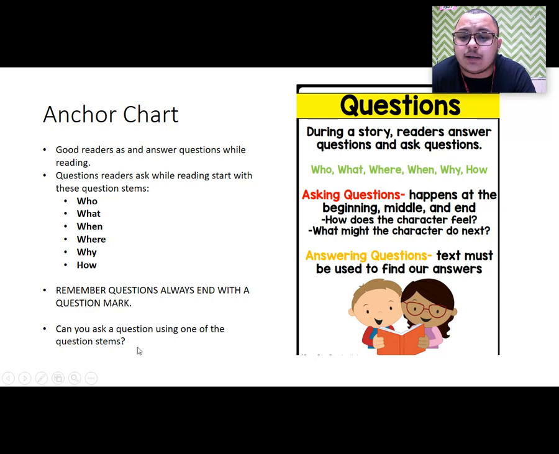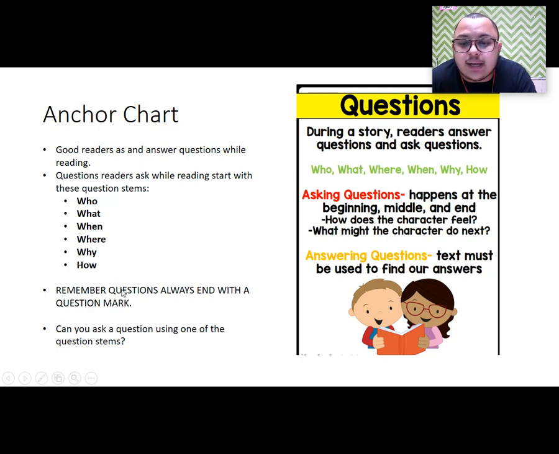And I made some notes here. It says good readers ask and answer questions while reading. Questions readers ask while reading start with these question stems. These are all called question stems here. The question stems are who, what, when, where, why, and how. Take a second and pause this video and come up with 3 questions using 3 different question stems.